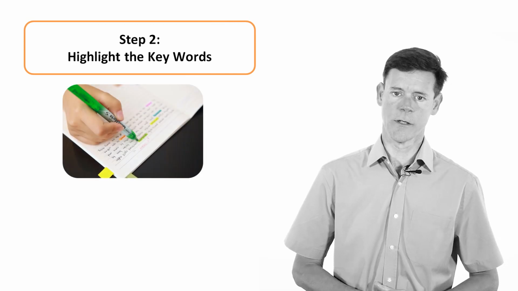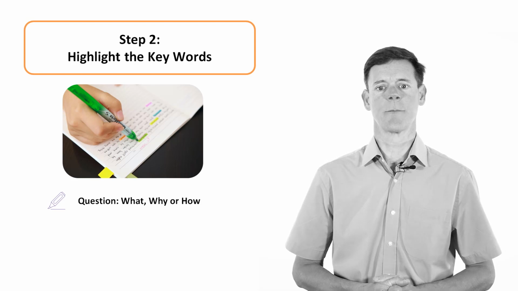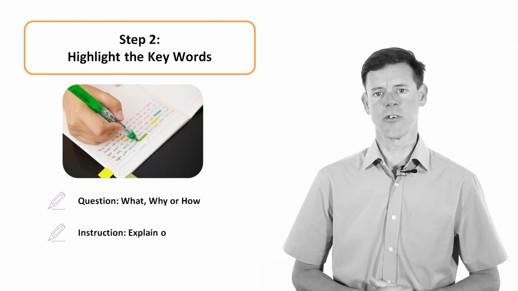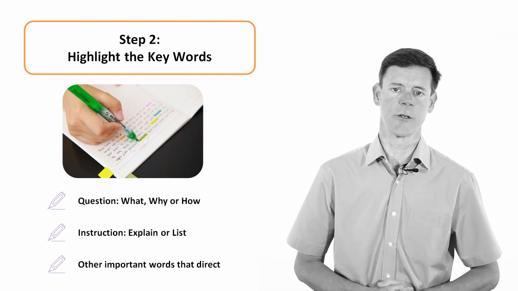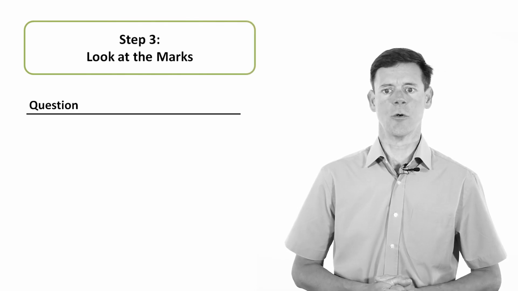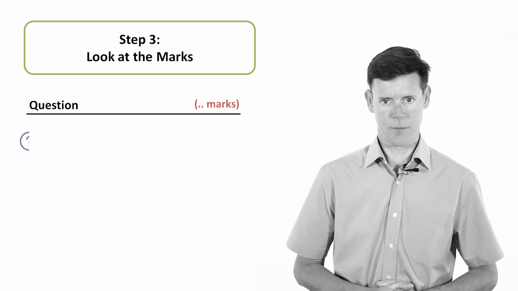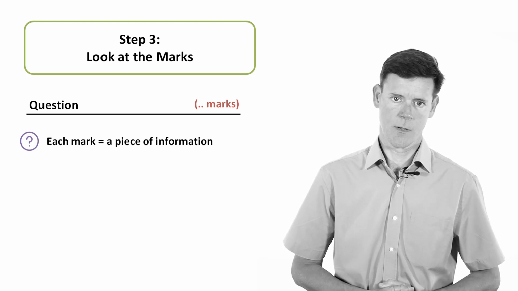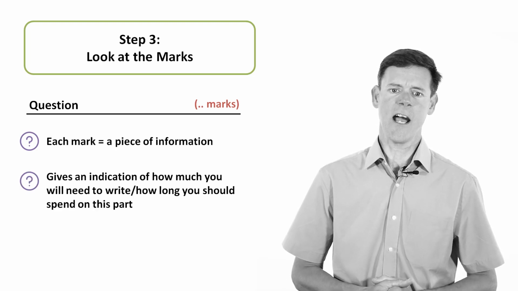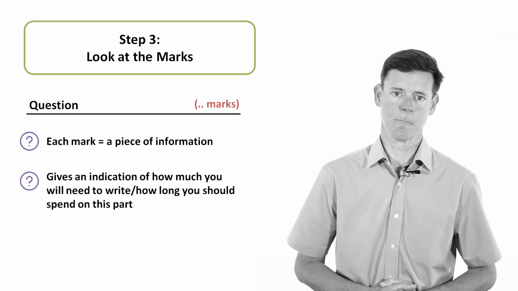Second, highlight the key words. The key words include the question word that's been used, such as what, why, or how, and any instructions given, such as explain or list, and other important words that direct the question. Third, look at the marks. Each question or question part will have a maximum number of marks indicated in brackets. For each mark to be awarded, the examiner will expect a piece of information. So the marks available give an indication of how much you will need to write and how long you should spend on this part of the question.